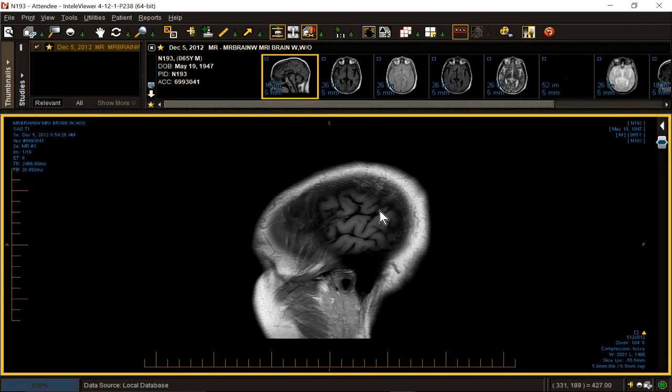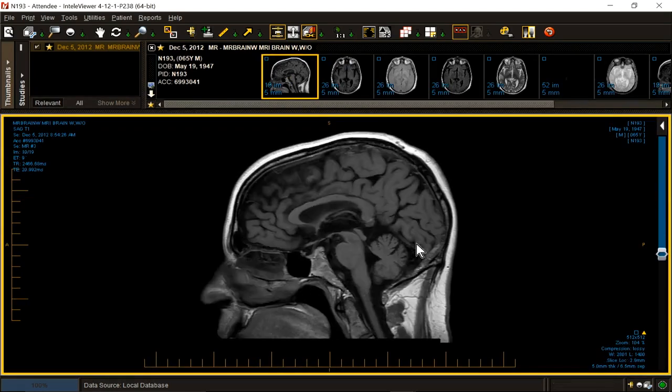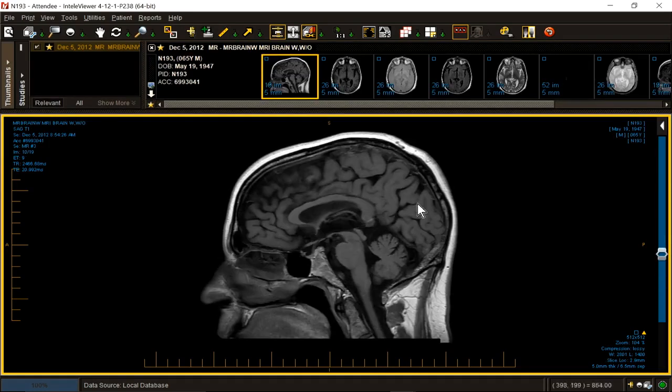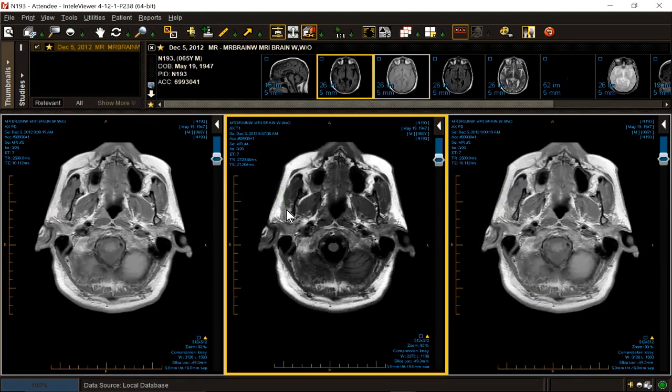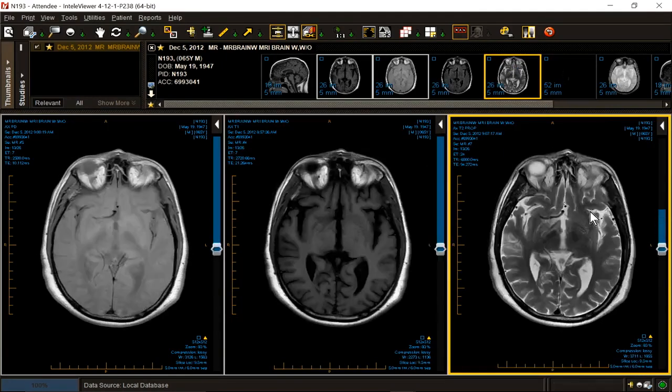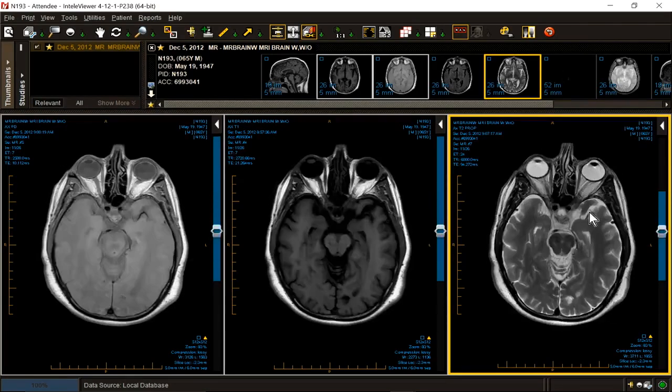Okay, gait disturbance. Age, 65. Sex, male. I'll put up the sagittal, even though if I was working alone, I probably would just take a quick look at the cerebellum and the pons because of the history of gait disturbance. I'm alone, I'm reading, I'm going to put up all three of my axials right away. I've got a PD on the left, not commonly used anymore, a T1 in the center, a T2 on the right. You can put up whatever you want.